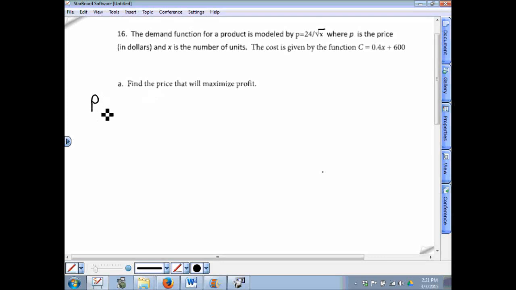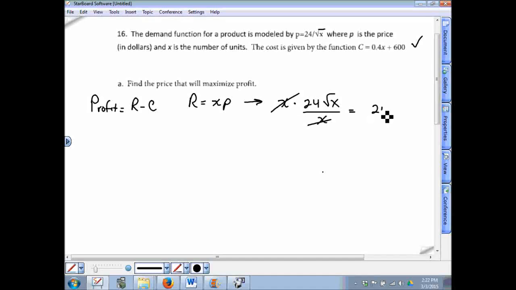Well, first of all, remember profit is equal to revenue minus cost. We've been given the cost function, but don't have a revenue function. So you also need to recall that revenue is equal to x times little p, where p is price. Now, this is going to be x multiplied by 24 over the square root of x. You want to rationalize this. You don't want to have a square root in the bottom of a fraction, so if you multiply it by the square root of x over the square root of x, you get 24 root x over x. But then that x and that x will cancel, so revenue is equal to 24 square root of x.